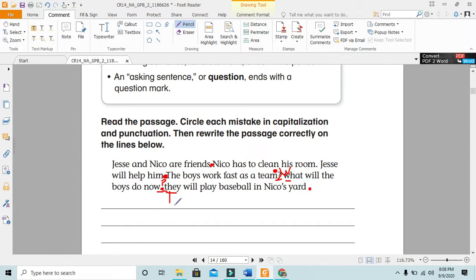What should you do here? To type or write the paragraph again, but with the correct punctuation and correct capitalization. Okay, let's type it together.